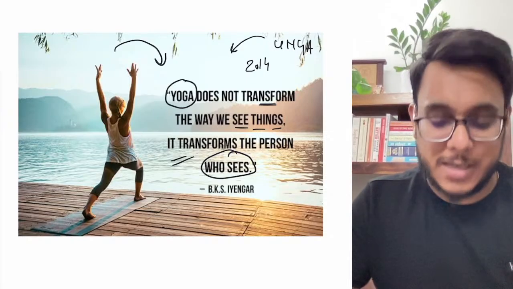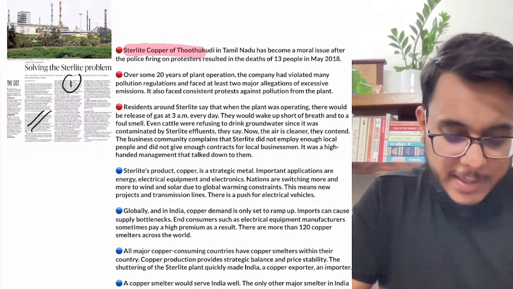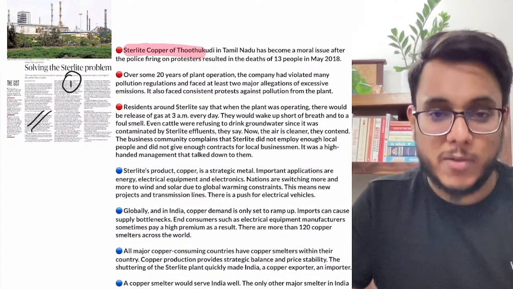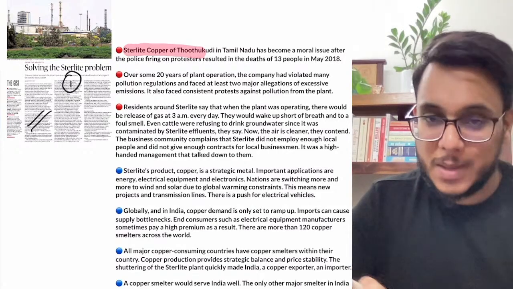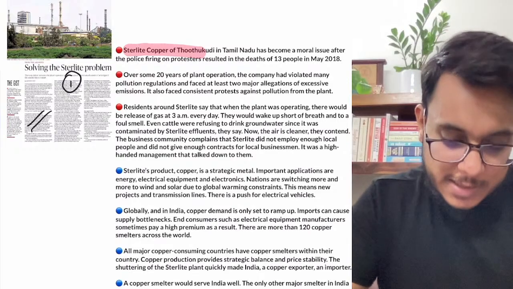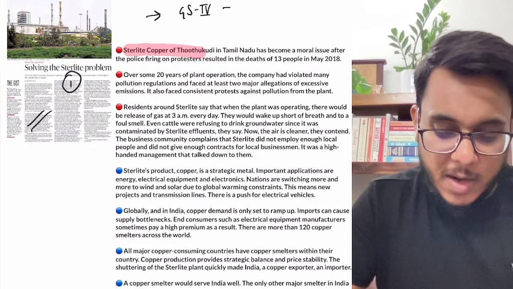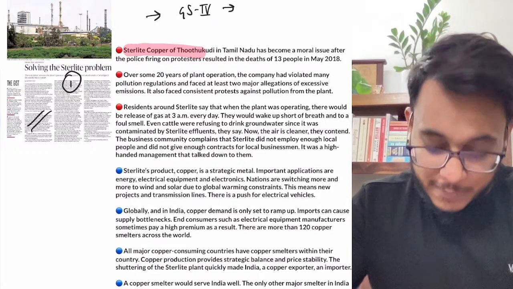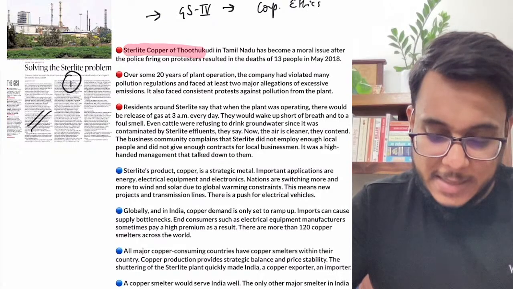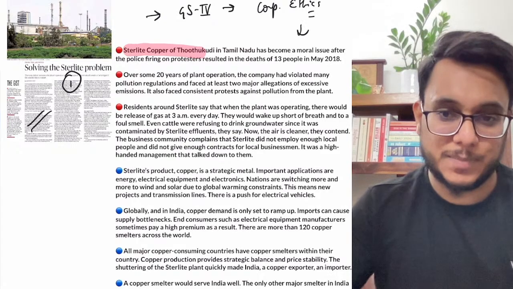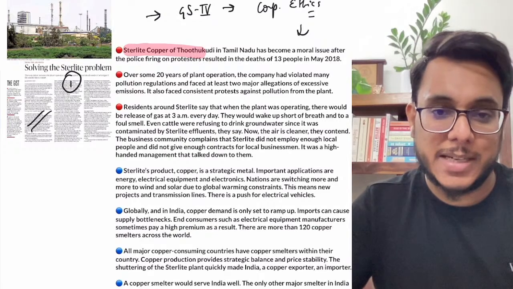And now let's take the first article. The first article we have taken from the text and the context. It says, solving the Starlight problem. Now guys, what is this Starlight issue? First of all, where are we going to see this? We are going to see this particular article in the context of GS paper number 4. Within GS paper number 4, there is corporate ethics, where we'll see this particular article.